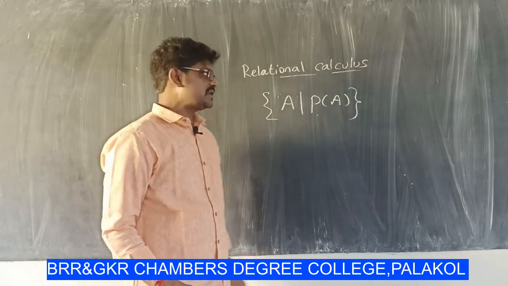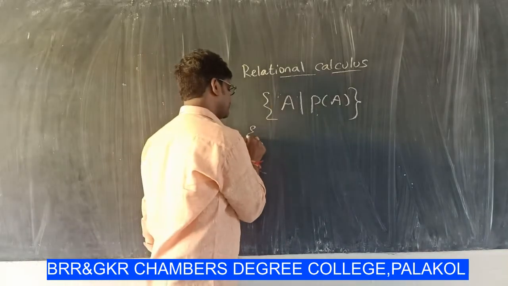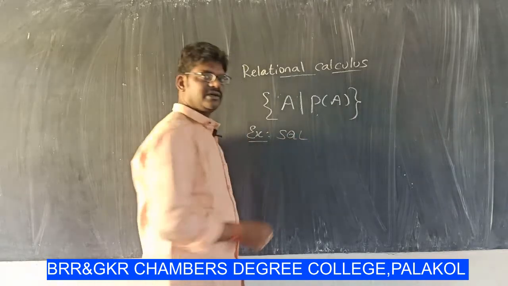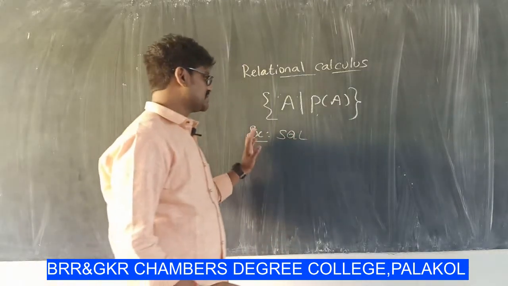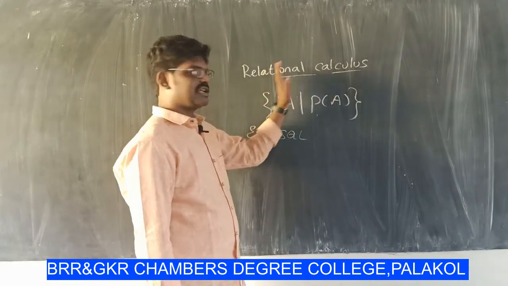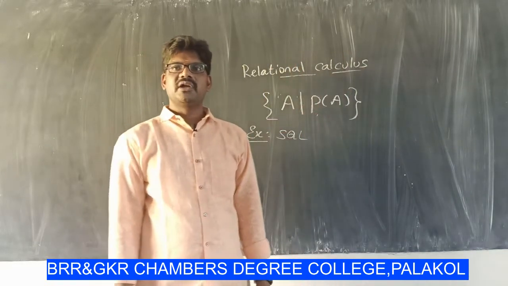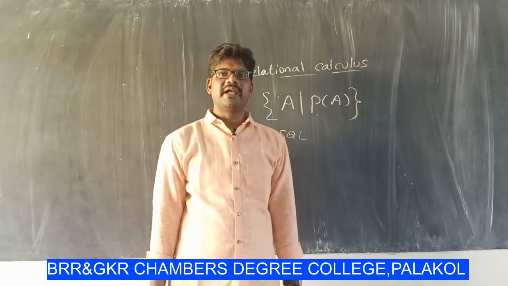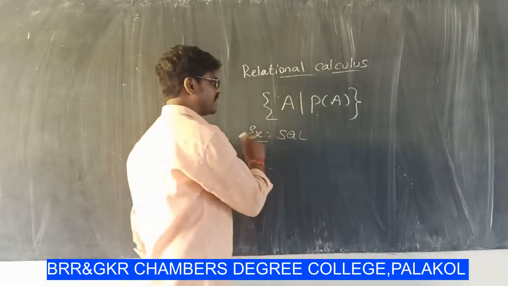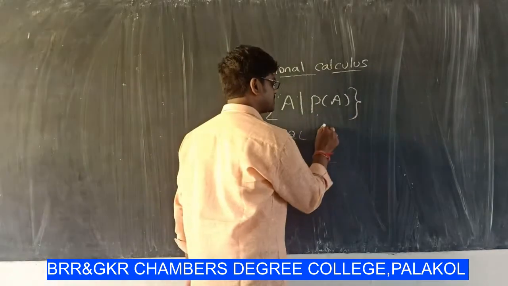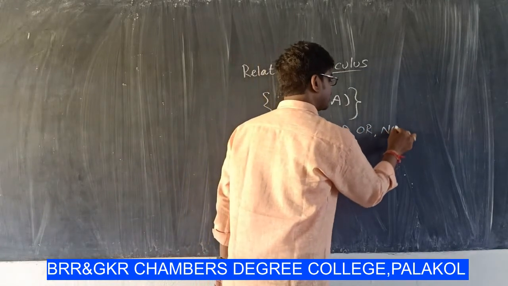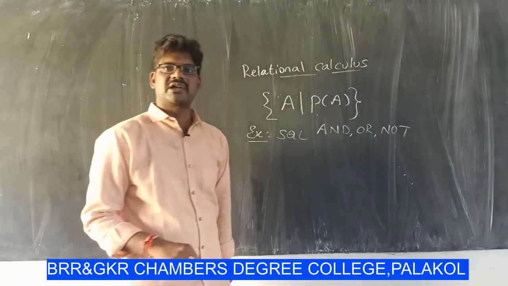Okay, so what is an example of relational calculus? SQL is an example of predicate relational calculus. Okay, in order to form a compound predicate, we can use logical operators. What are the logical operators used for compound statements? The AND operator, OR operator and NOT operator are used in relational calculus.